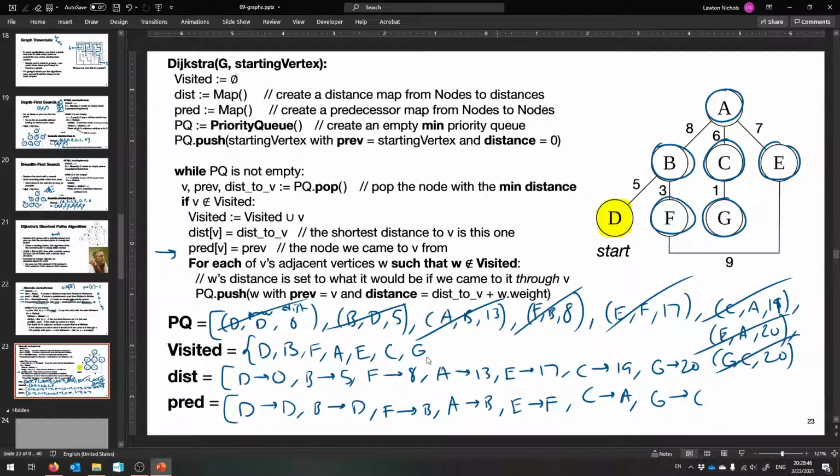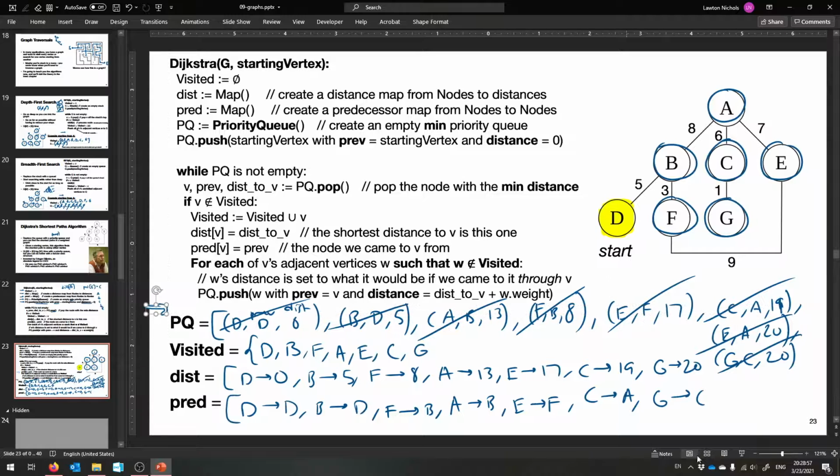Okay, hopefully this is starting to slowly make sense, and we push everything that hasn't been visited, but we visited everything now, so we're good. Okay, and so the while loop is finally over with. The priority queue is empty. And here's what we built up. Our visited set, our distance map, and our predecessor map.